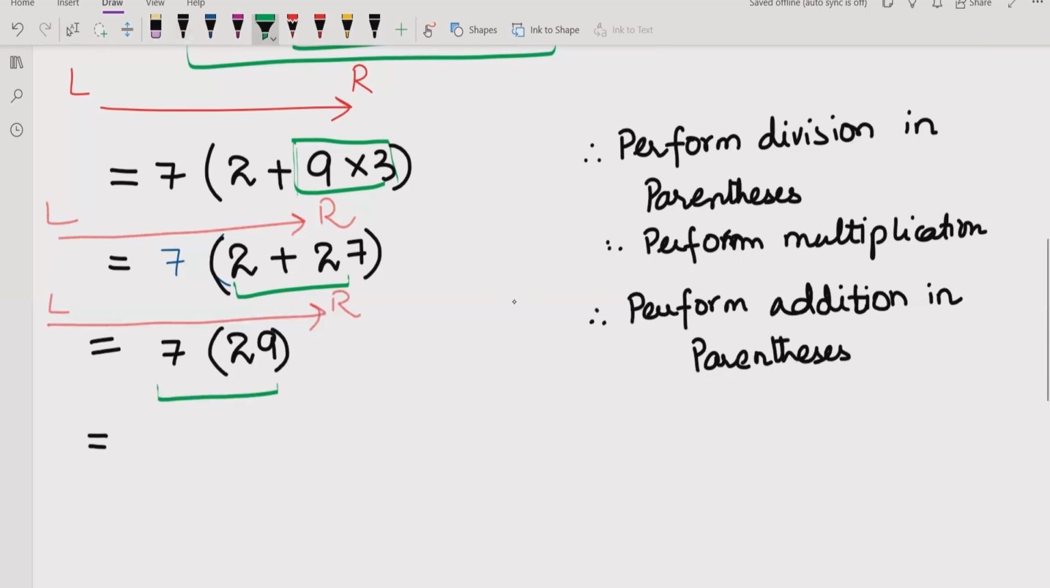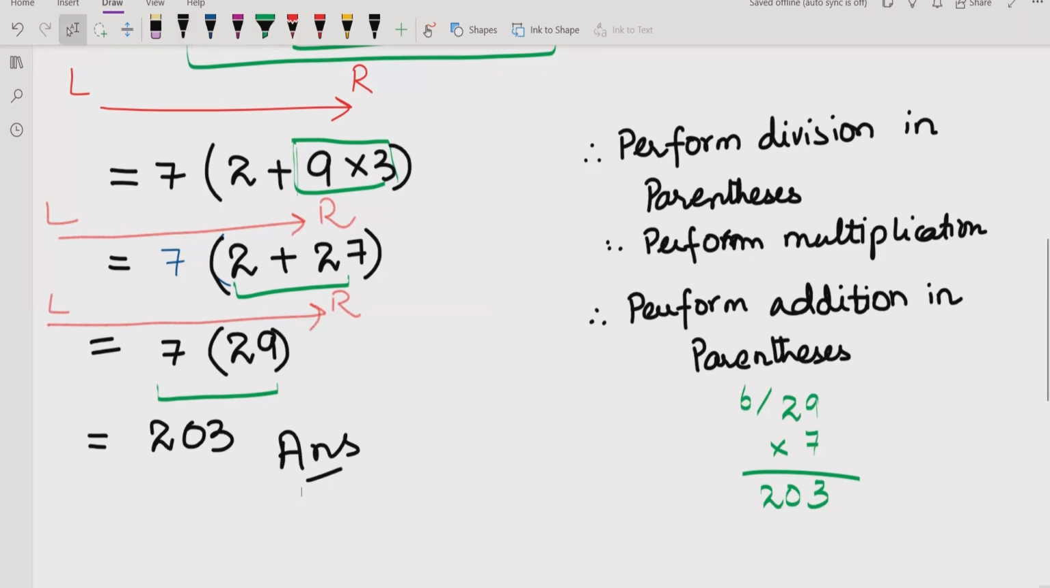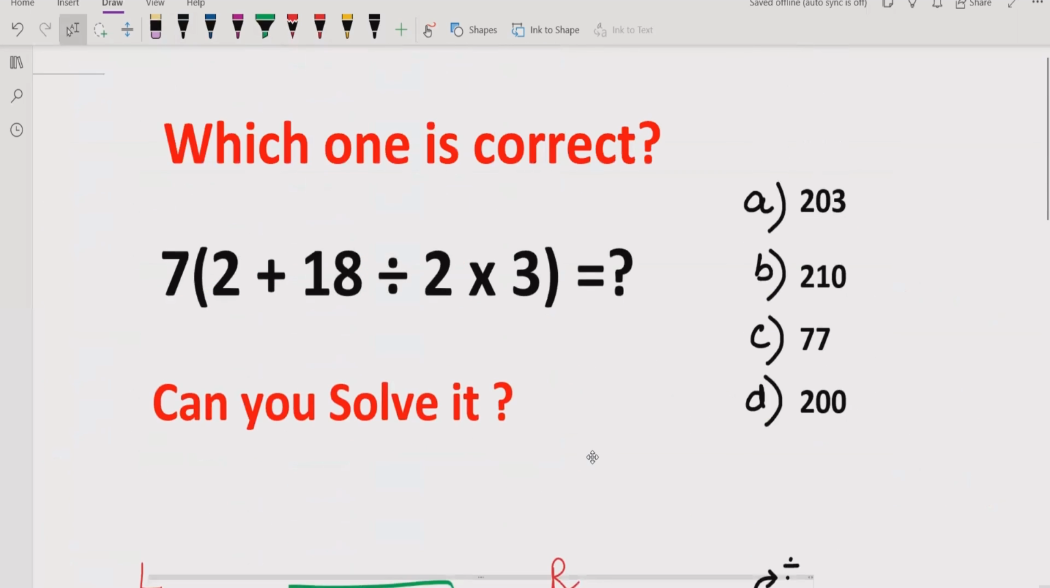So if we multiply 29 by 7, 7 nines are 63, and 7 twos are 14, 14 plus 6 is 20. So the correct answer of this expression is 203. So this is the answer. If you see the options, the correct answer is A, 203.